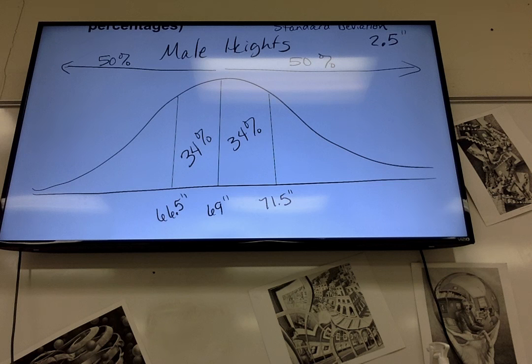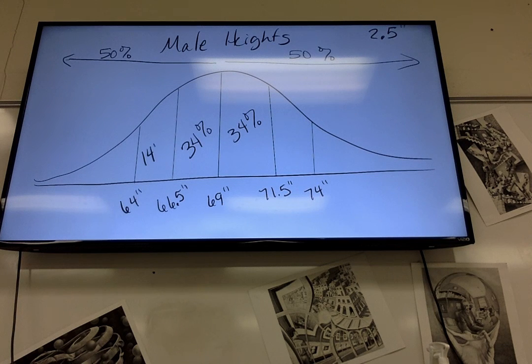Then the next standard deviation, so that means we're going to add and subtract 2.5 again. When we go to the left, we subtract. When we go to the right, we add it. It's 64 inches and 74 inches. And you can see that there's not quite as much space below that curve, so that's less of a percentage. That's 14% on both sides.